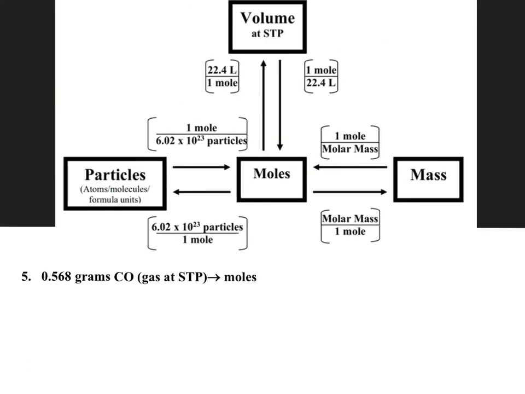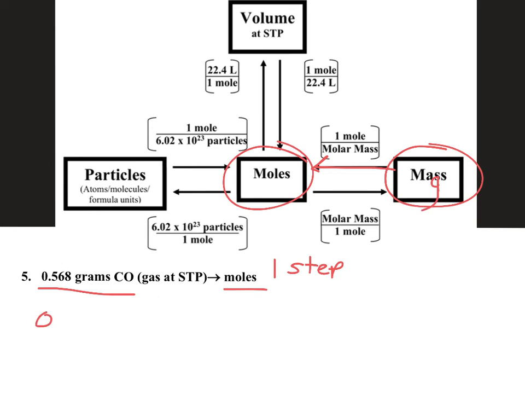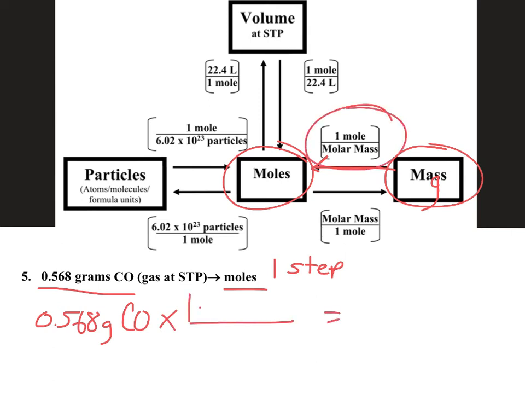Let's take our final example problem here. We'll be halfway through then, number 5. I'm going from 0.568 grams of carbon monoxide to moles. So I'm going to start at mass island and head over to mole island. My friends, that's just going to be a 1-step problem. So since that's a 1-step problem, let's get going. We're going to always write down what we have, 0.568 grams of carbon monoxide. 1 step means I'm just going to have 1 conversion factor, and in fact, I know it's the top one. So I'm going to put 1 mole of carbon monoxide on top, just like the conversion factor says.